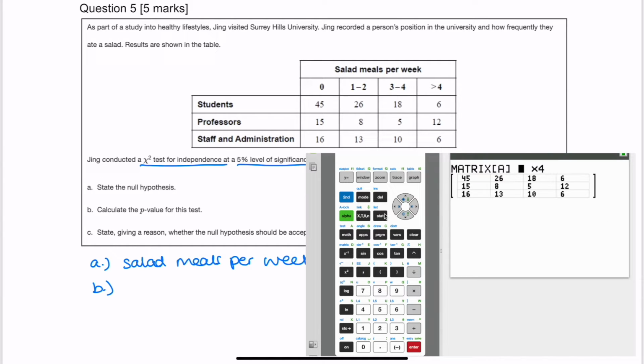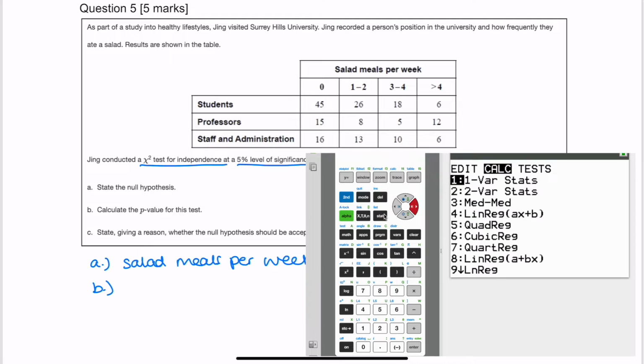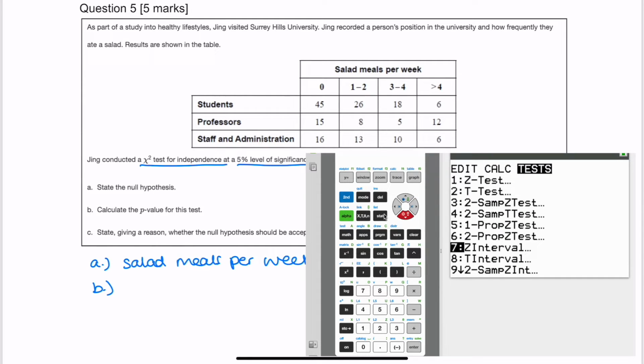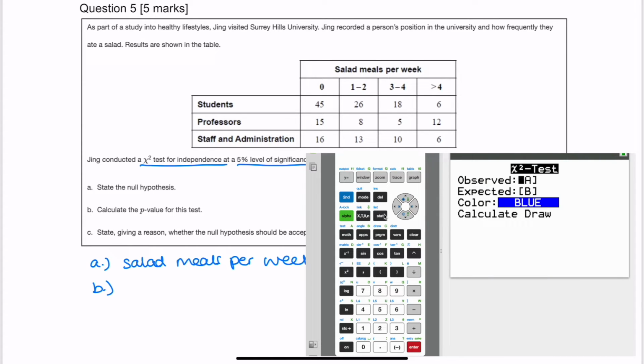Then I can go into statistic and tests. And I'm looking for a chi-squared two-way table. So it's chi-squared test. It is not the goodness of fit. So chi-squared test. And my observed data is in A. That's matrix A. That's what the square brackets mean. The expected, it's going to put it into B if I need it. And then I'm going to calculate the information. So the p-value here is 0.0201 to 3 significant figures.